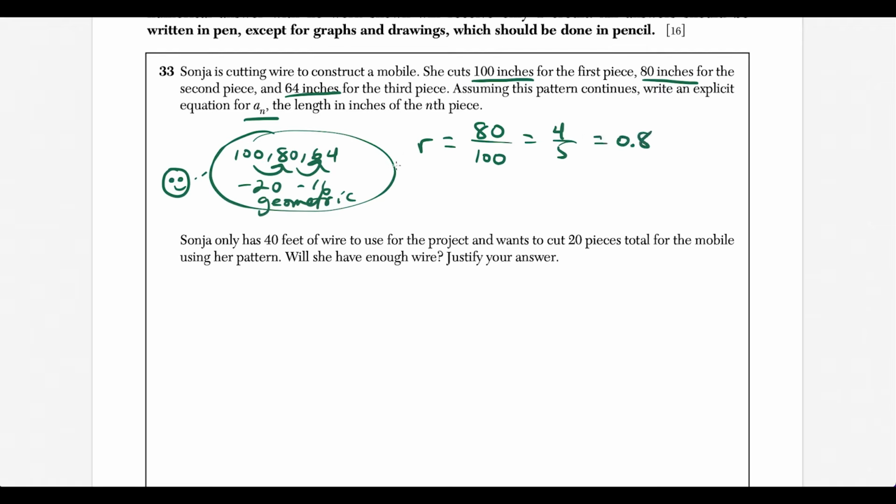So now you got to think about how do you get from one term to the next? Well, to get from one term to the next, you're going to multiply by 0.8. So then the next thing you might think about here is that the first number in the sequence is 100.